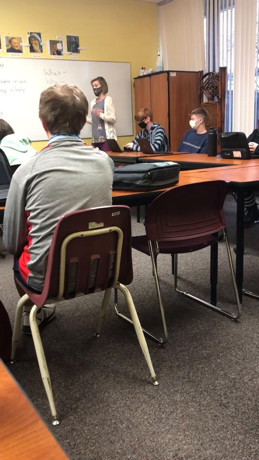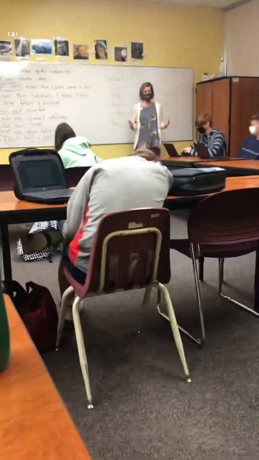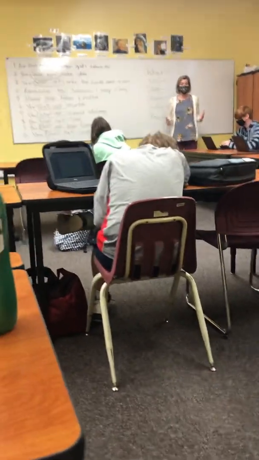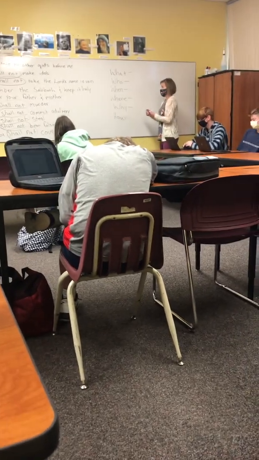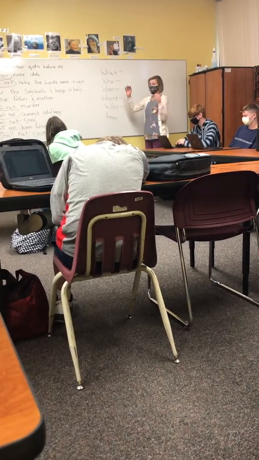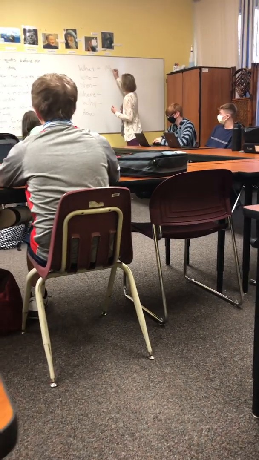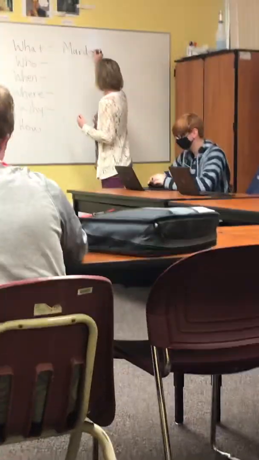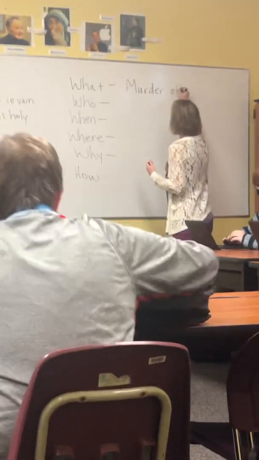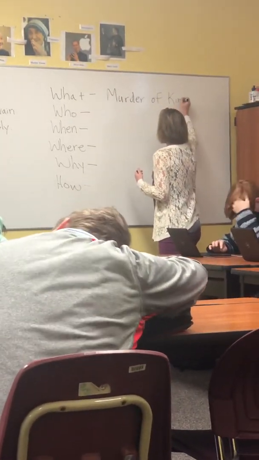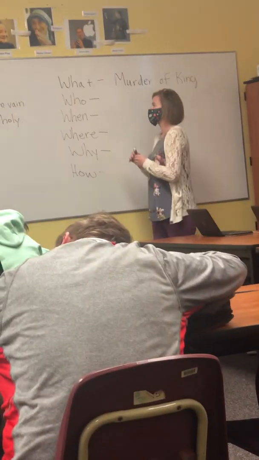So in Act 2, you're going to be creating a newspaper article about the things that happen in this act. So first of all, what is the obvious thing that happened? King Duncan was murdered. Okay, so the murder of the king. Normally that would be the headline, like, Duncan is murdered, or death to the king, something like that.